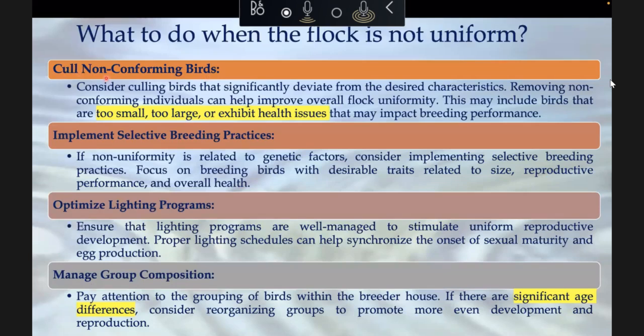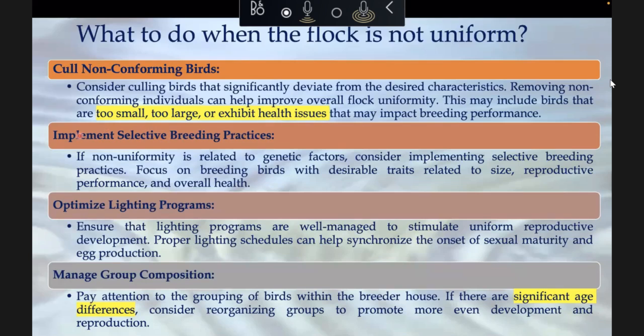What are those non-conforming birds? Those are visibly identifiable, like too small, or too large, or exhibit health issues, like they are trying to stay separate from the flock, standing far away or standing with their head under the wing. So those are the symptoms of diseases, or we may find some of the birds having diarrhea. So we have to be careful, and we have to remove these non-conforming birds as soon as we see them, and we have to take prompt action as well.